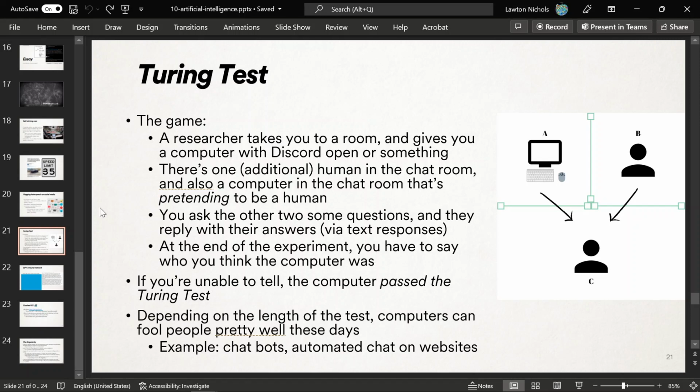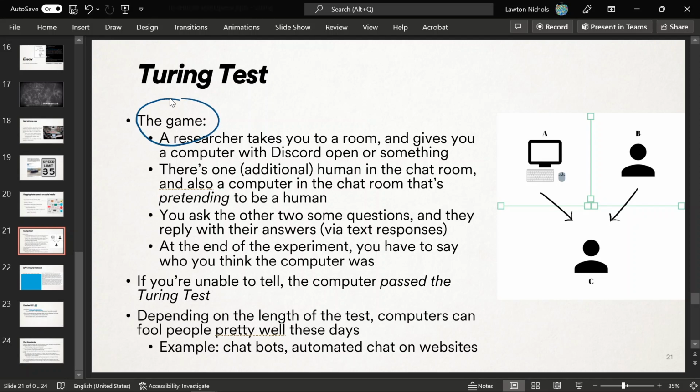So this is called the Turing test. Have we all heard of this before? It's an interesting little thought experiment. I want to teach it to you if you haven't heard of it before. So here is what the Turing test is, of course, named after the famous Alan Turing.